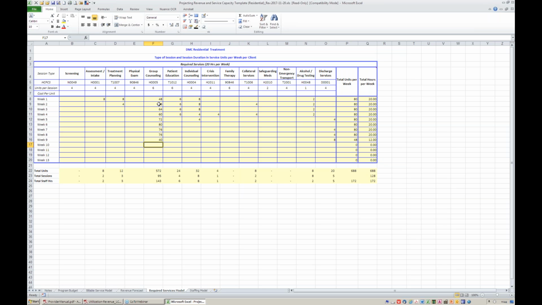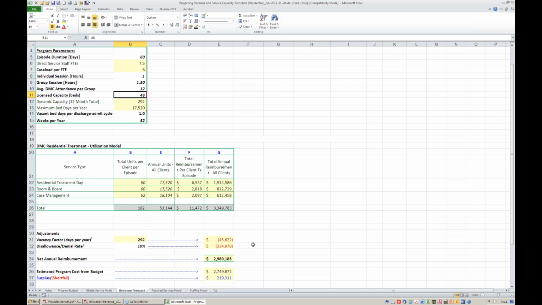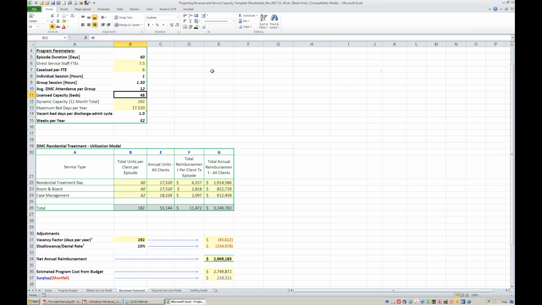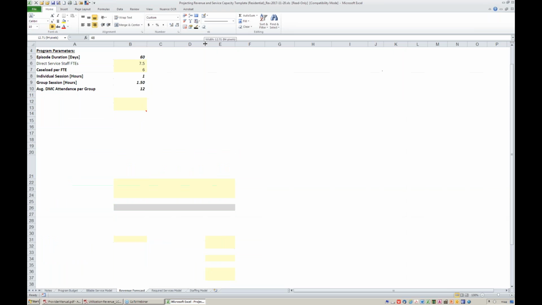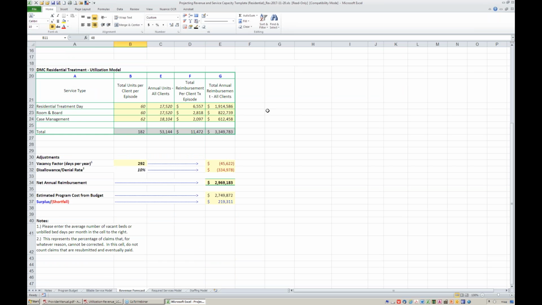Your model may well be different from what I had here. The revenue forecast is just to make sure you're going to bill enough money to make payroll and everything else every month, which you will. In this case, you will. So that is it, really.